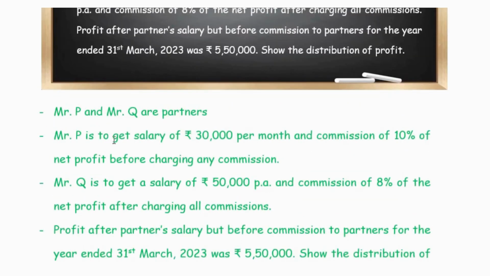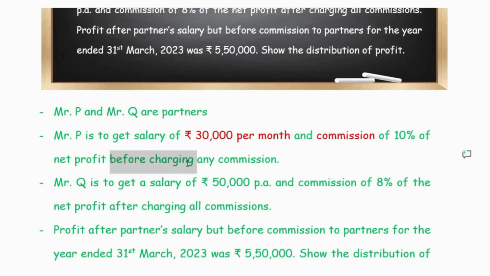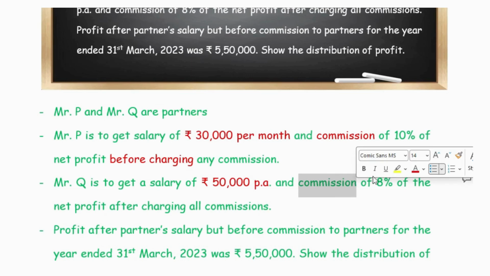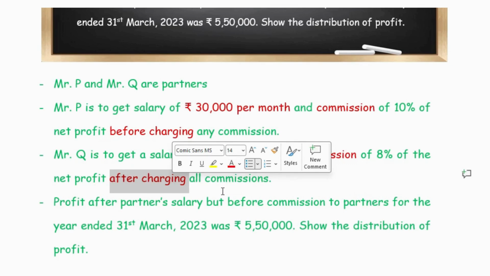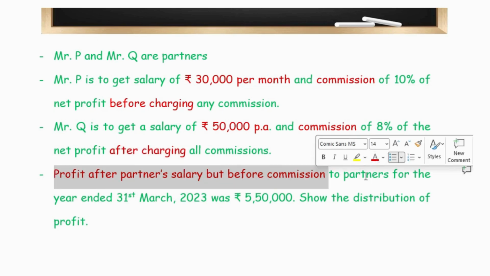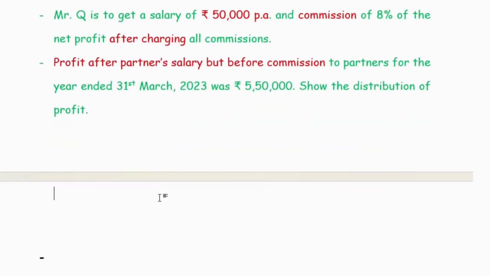The point to be noted is that P's salary is given per month and his commission is given before charging any commission. Whereas the salary for Mr. Q is given on an annual basis and his commission is payable after charging all these commissions. And again, we are not given the available profit, the total earnings of the firm. So the profits are after partner salary but before commission. So we have to prepare a small working note and then arrive at the available divisible profits as we did in the first question.